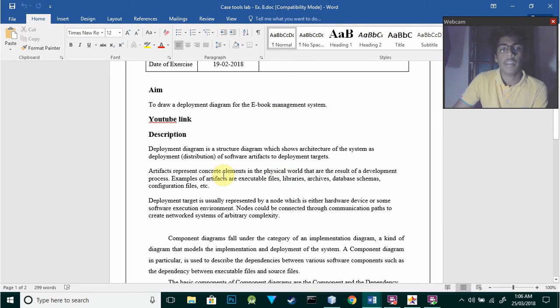So what is a deployment diagram? It is basically a structure which shows the architecture of the system and the deployment, the distribution of software artifacts to deployment targets, basically the hardware system that is connected and required for the system.